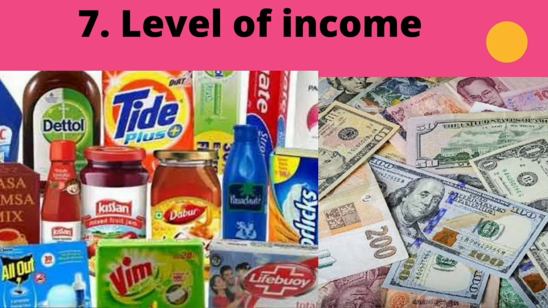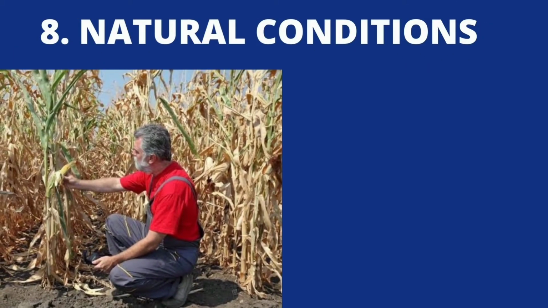7. Level of income. Level of income in a society affects the rate of supply to either increase or decrease. The higher the level of income in a society, the higher the level of demand for almost all goods and services. This encourages producers to increase production and supply more to the market. Also, the lower the level of income in a society, the lower the level of demand, and this discourages producers and they supply less to the market.